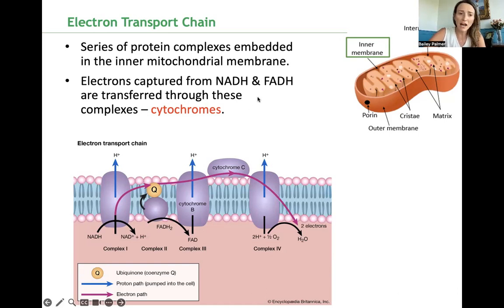So these electrons have to be transferred through these different complexes. And you can see here, some of these complexes are called cytochromes.